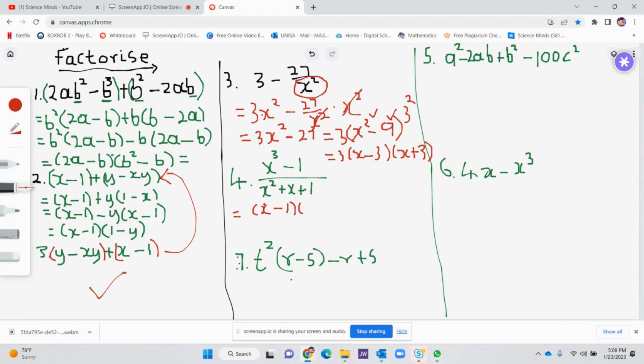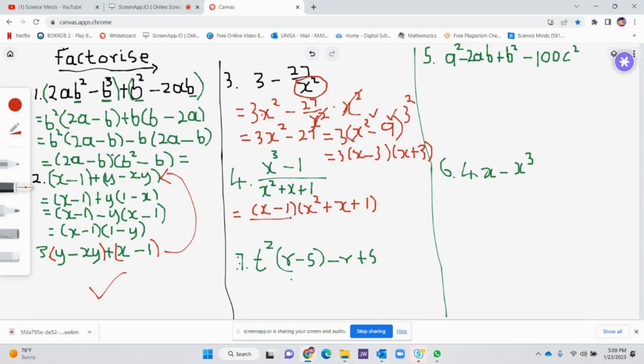Then we're going to say x squared, which is x squared, plus x times 1, which is x, plus 1 squared, which is 1.